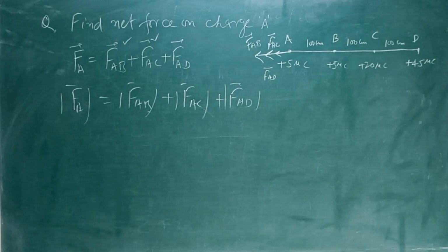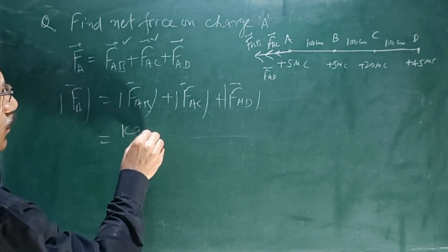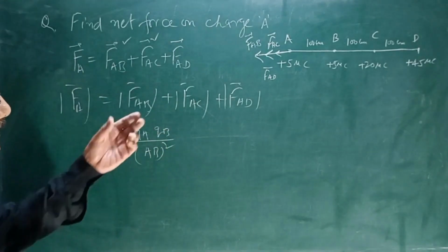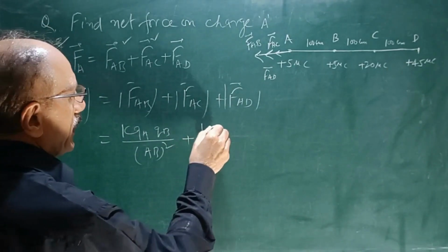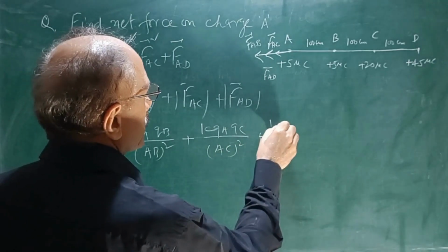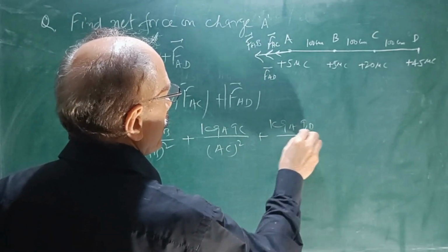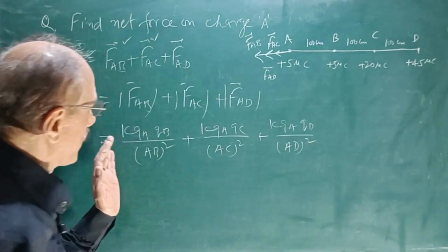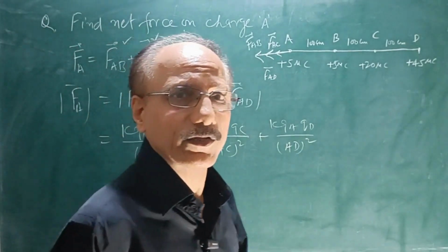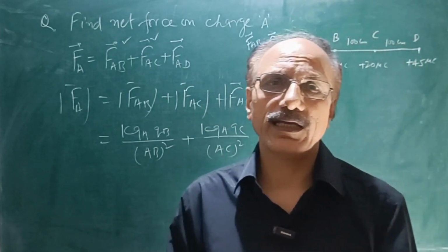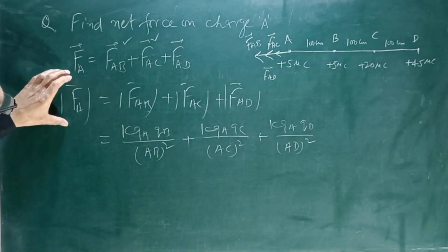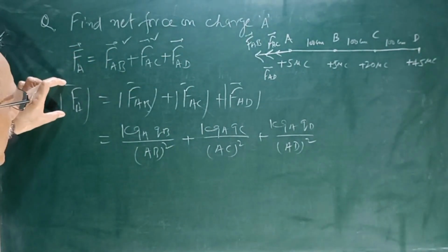The magnitude of the force is given by K QA QB upon AB square, where R square means the square of the distance between them. Then this will be K QA QC upon AC square plus K QA QD upon AD square. Let us understand this once again. If the direction of vectors is the same, then the magnitude of the sum is equal to the sum of their individual magnitudes. So this is the vector sum and this will be the scalar sum.